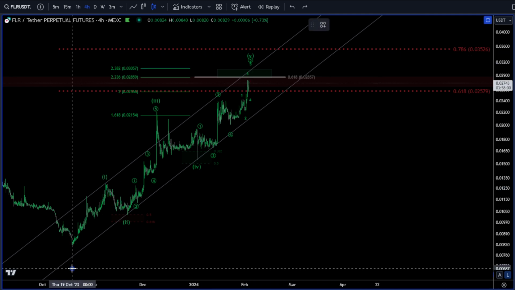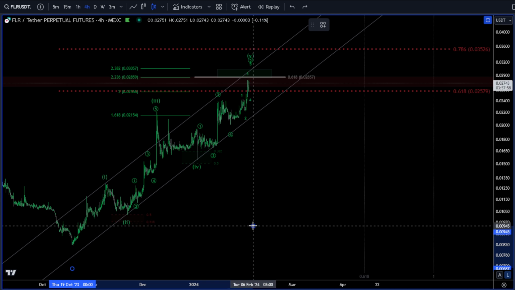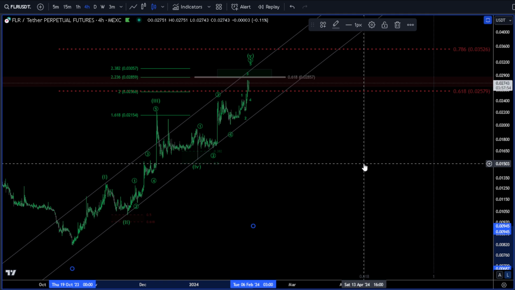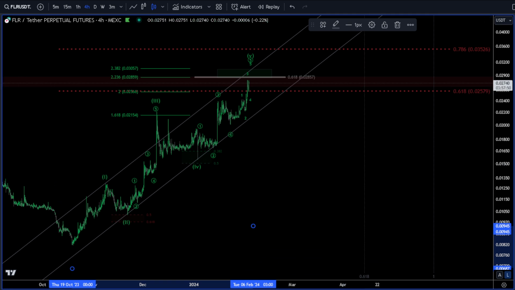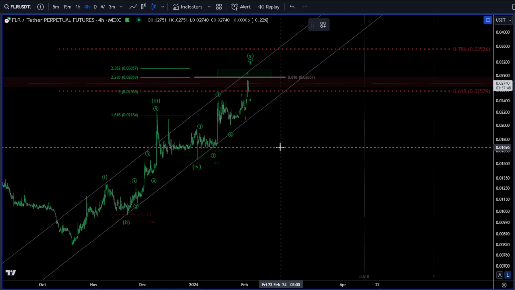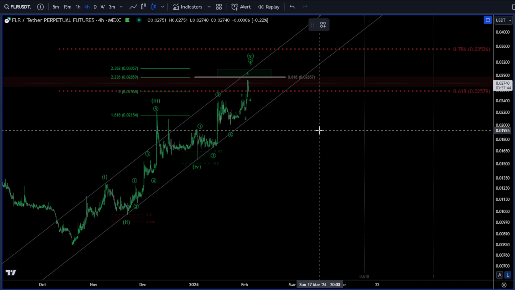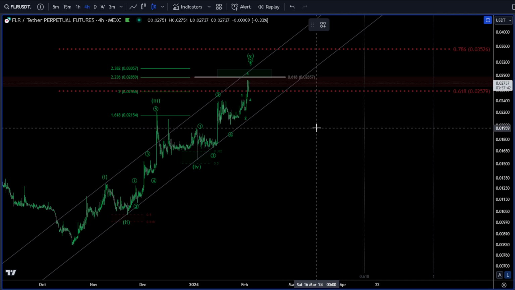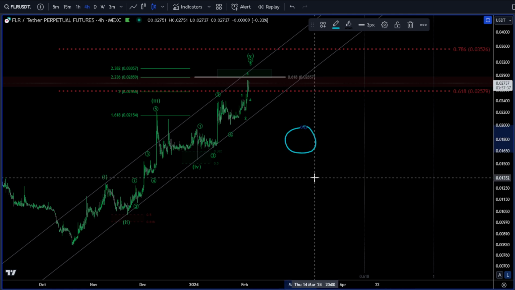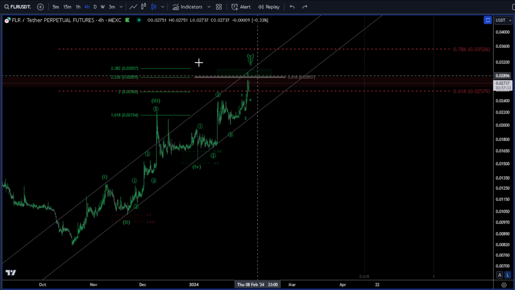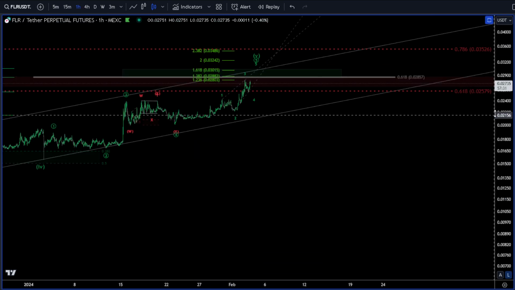Now time-wise, if this plays out and we top up around this area, we'd expect to be in a 3-wave sideways correction ranging probably out until April within the zone of around 1.6 cents and about 2 cents. This is the zone we expect to come back to in a 3-wave pattern. Now I'll go down to the smaller time frames and show you where we're topping here in the 1 hour.